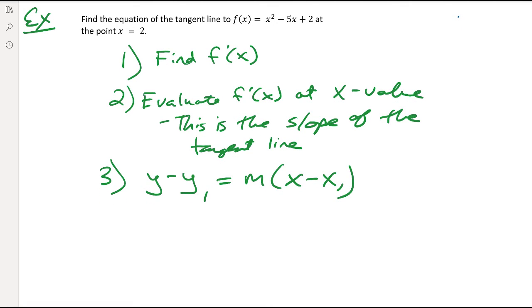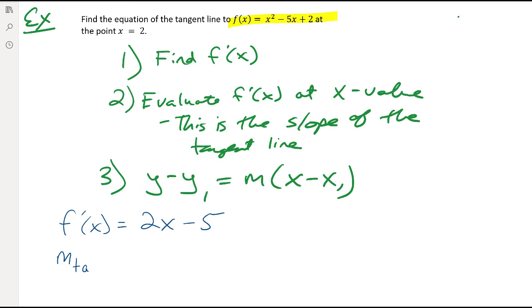I'm going to highlight it up here. So f of x is x squared minus 5x plus 2. To find the equation of the tangent line, the first step is, hey, let's find the derivative. If you need a refresher on derivatives, go back to the previous video on the power rule and the sum and difference rule. But the derivative of x squared is 2x, the derivative of negative 5x is negative 5, and the derivative of a plus 2 is 0. So that's our derivative.